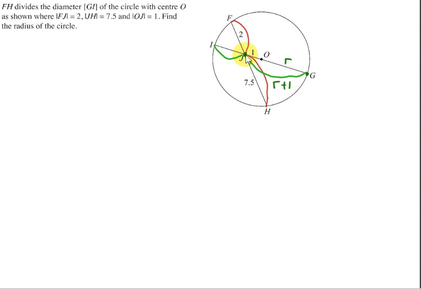What's the distance of I to J? Well, the distance of I to O is the radius of the circle. So IO is equal to R. So that means the distance of I to J must be R minus 1. Distance of O to J is 1. So this distance here is R minus 1.